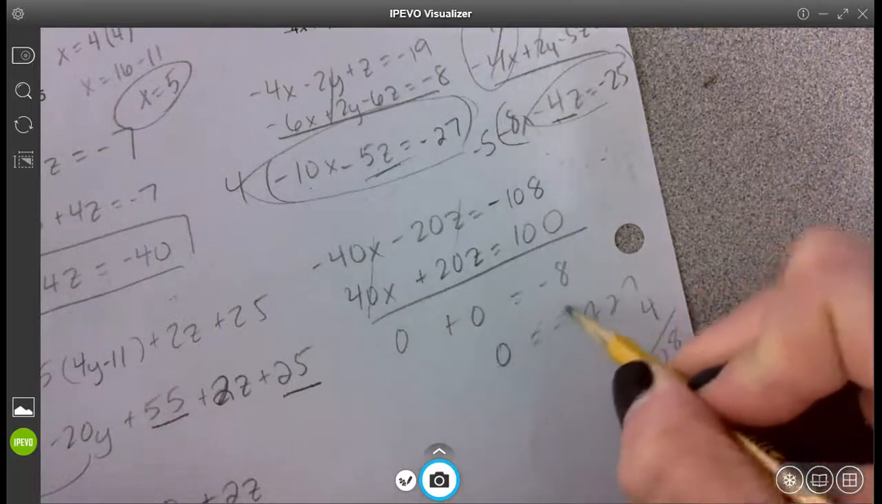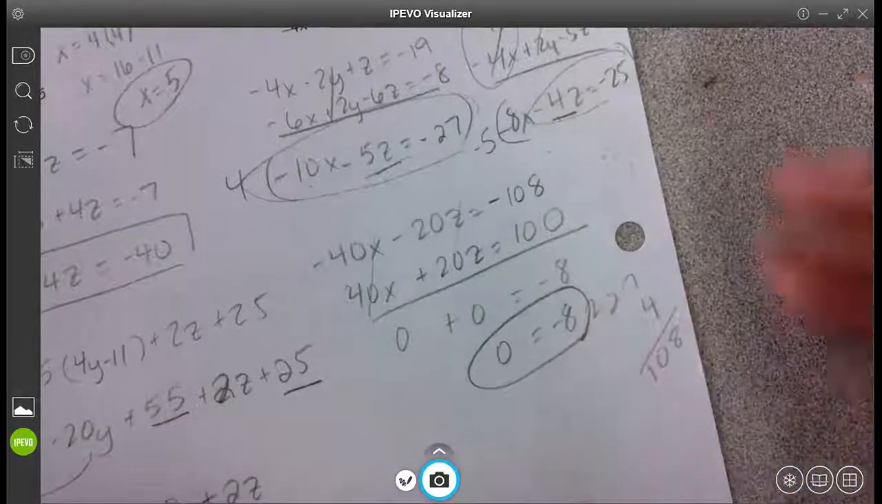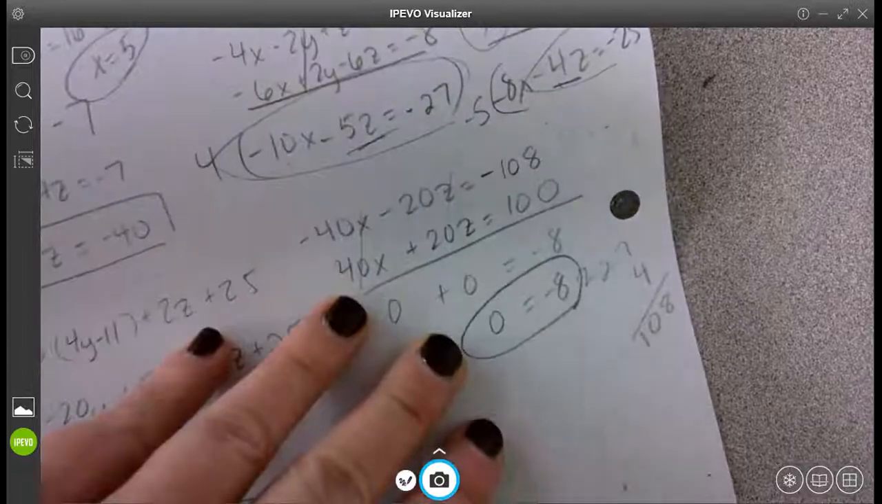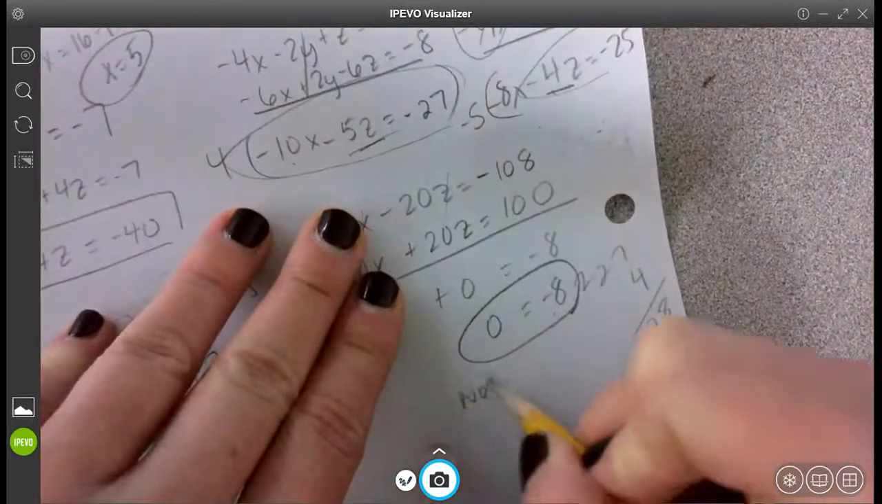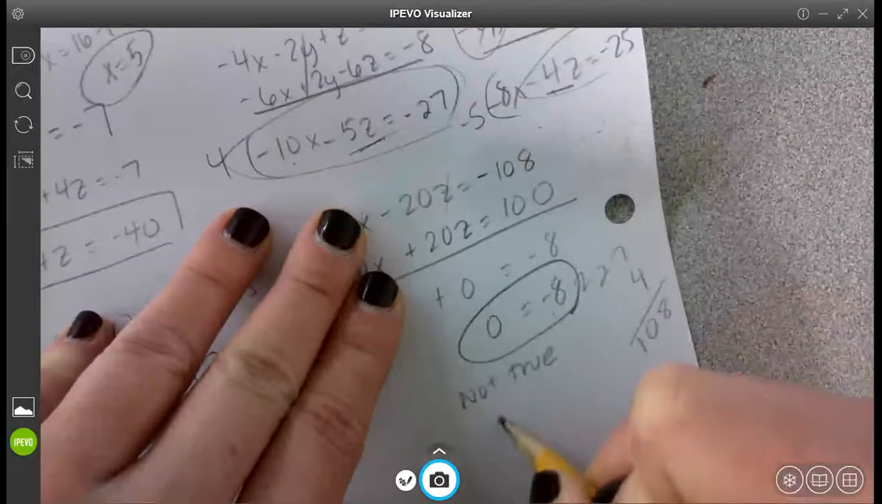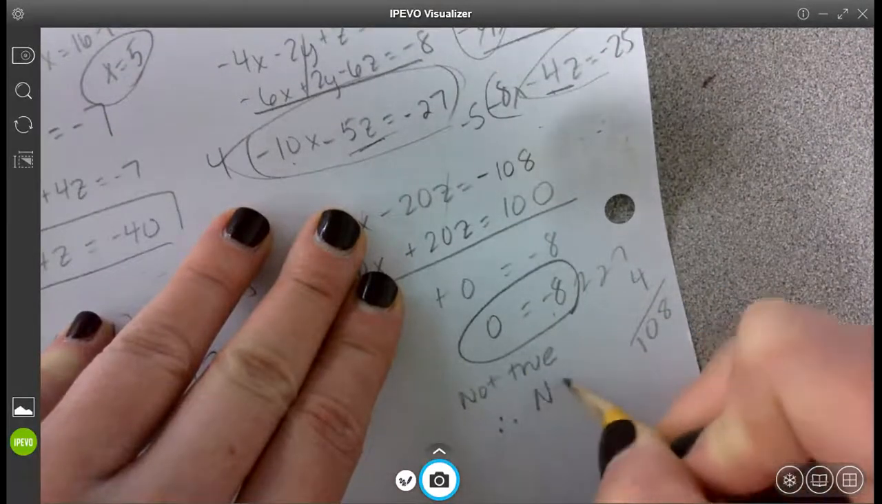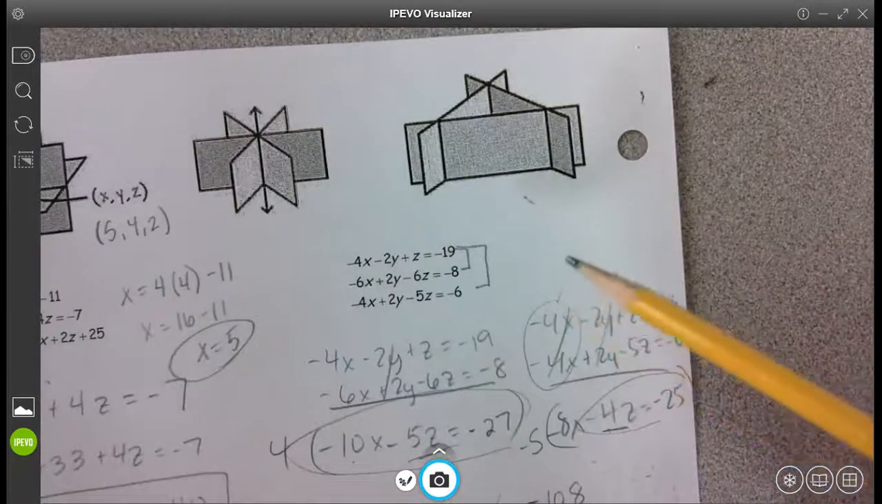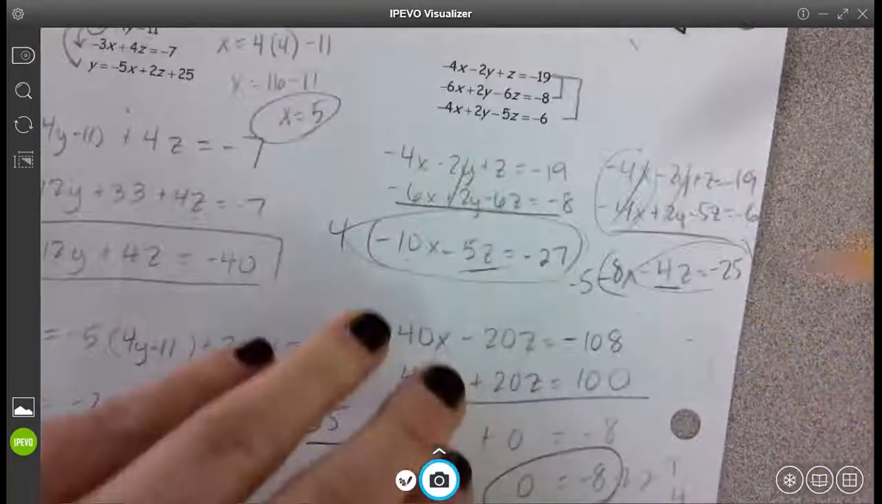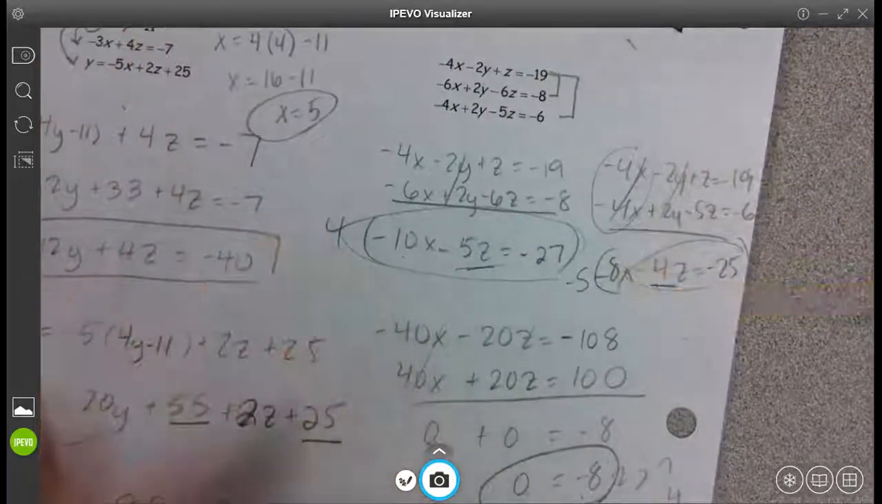Now, if this was a true statement, it would be infinitely many solutions. But is this true? Not true. Therefore, no solution. There's no number that's going to work. It's going to look like that. So if you're frustrated because it's not working, that's why there's no solution.